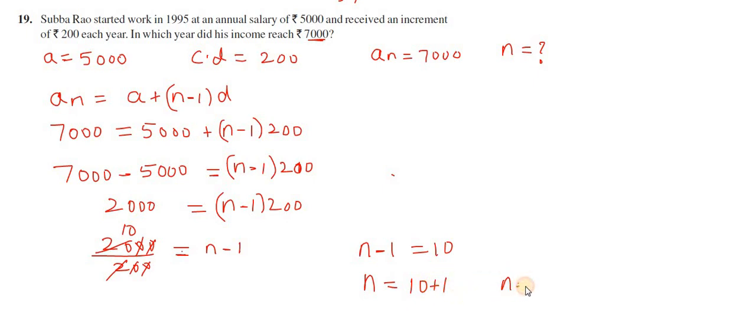Therefore n is equal to 11. So at the 11th year, in the year 1995 plus 11, in 2006, you're going to get 7,000 rupees as his income or his salary. I hope all of you understood. Okay, so next problem.